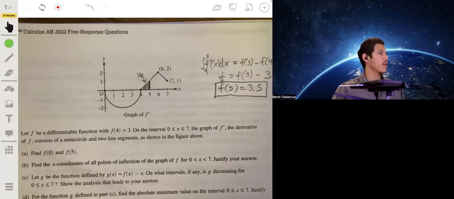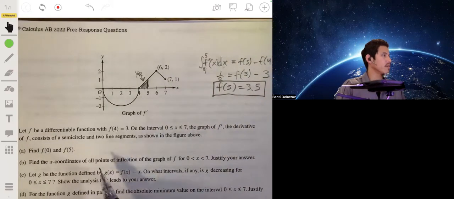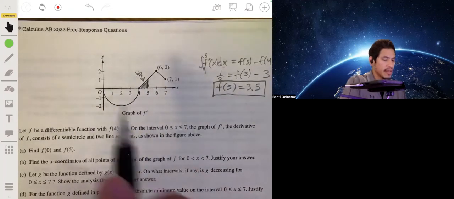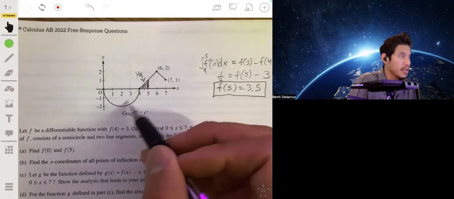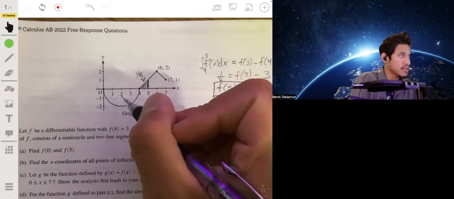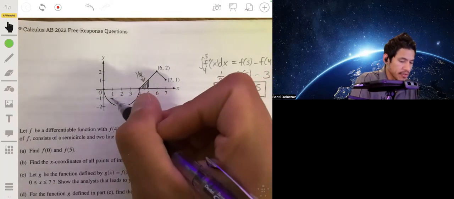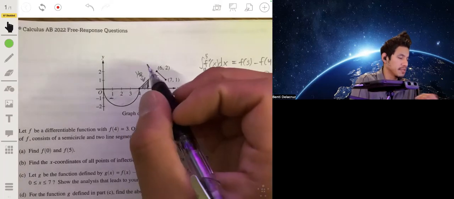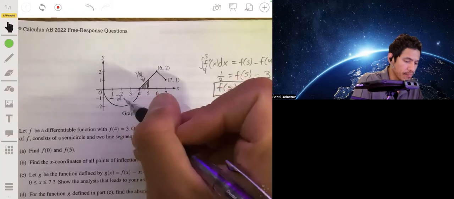Next, we can find f of 0 by looking at the integral from 0 to 4. This region is a semicircle with a radius of 2, so this will be negative 1/2 pi r squared, where the radius is 2, giving an area of negative 2 pi.